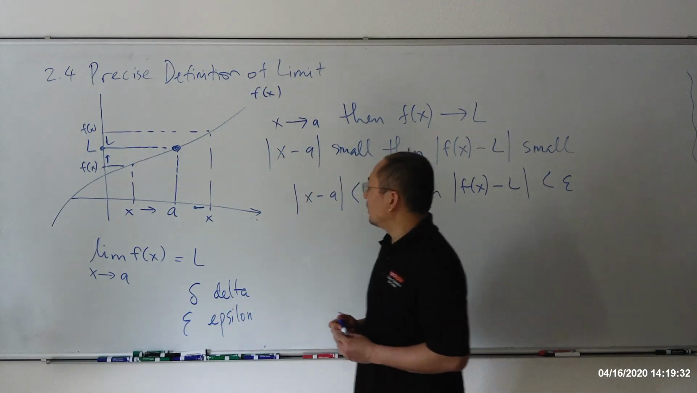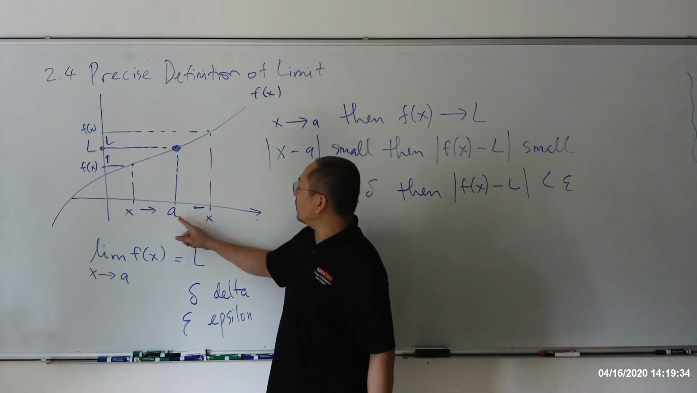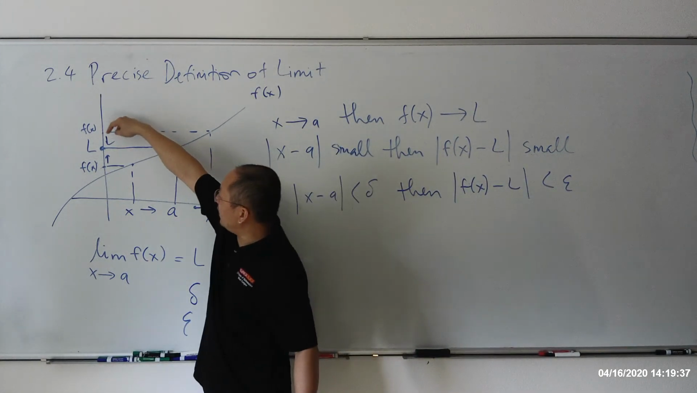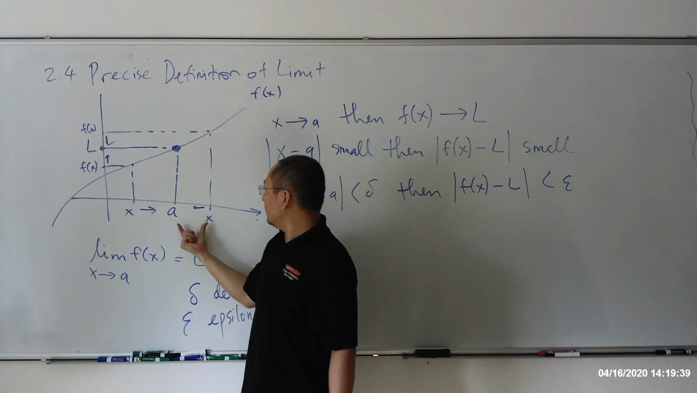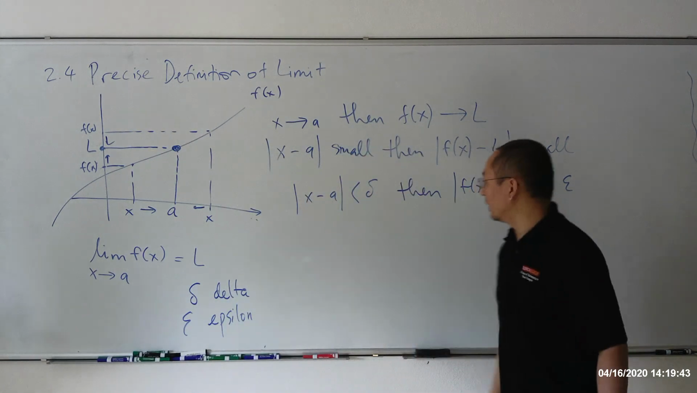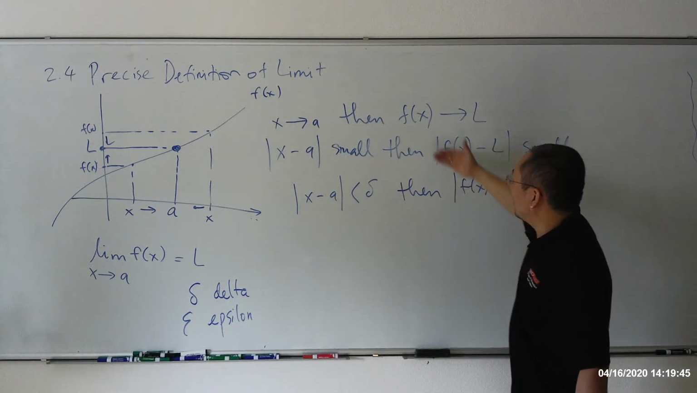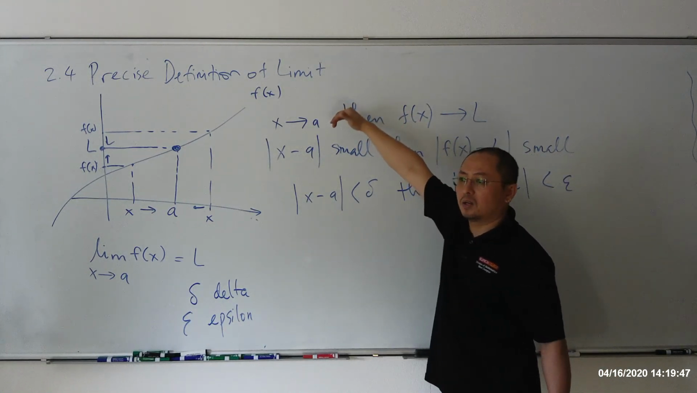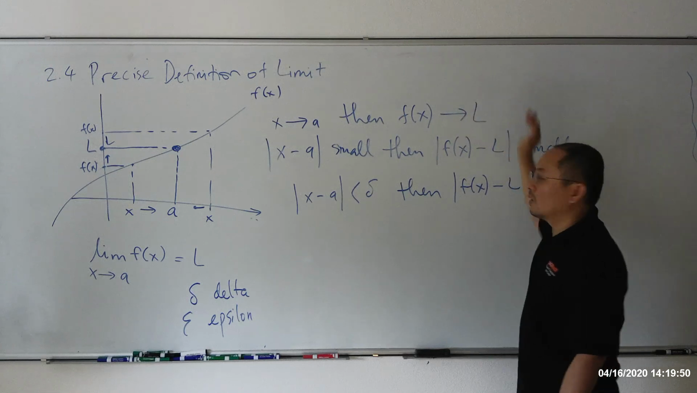You see that the speed of x moving toward A may be different from the speed that f of x goes to L. So longer distance here, shorter distance there. It depends on the slope of the graph. So all we're trying to say is, when x is getting close to a value, then the function is getting close to another value.